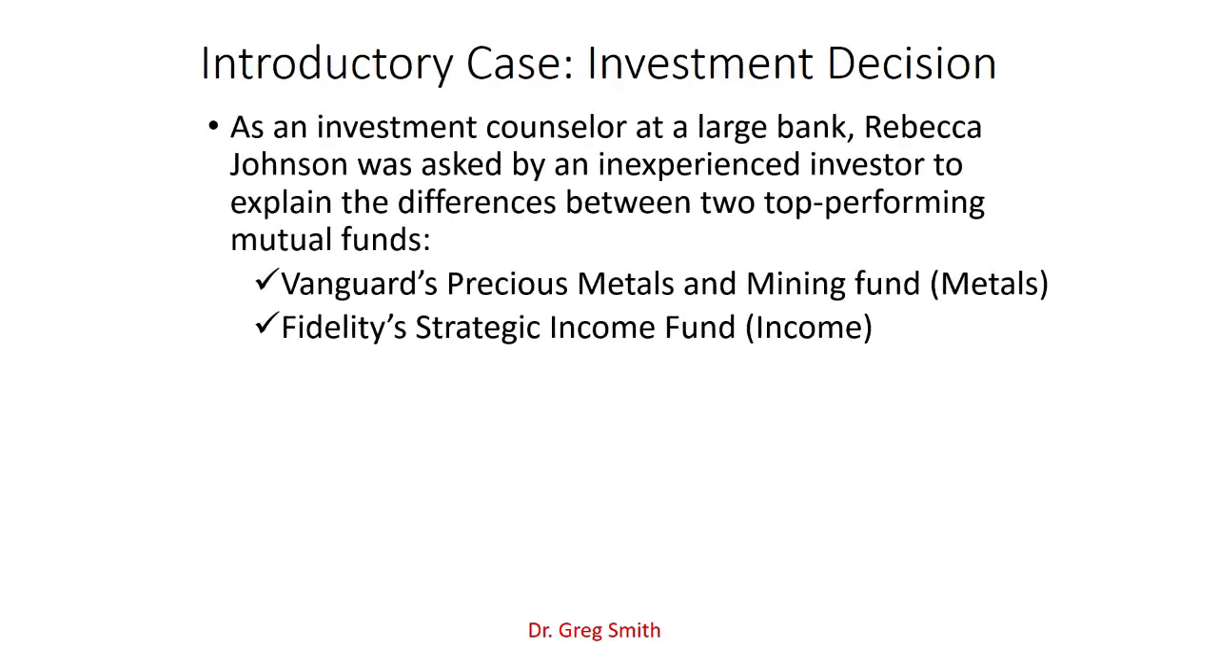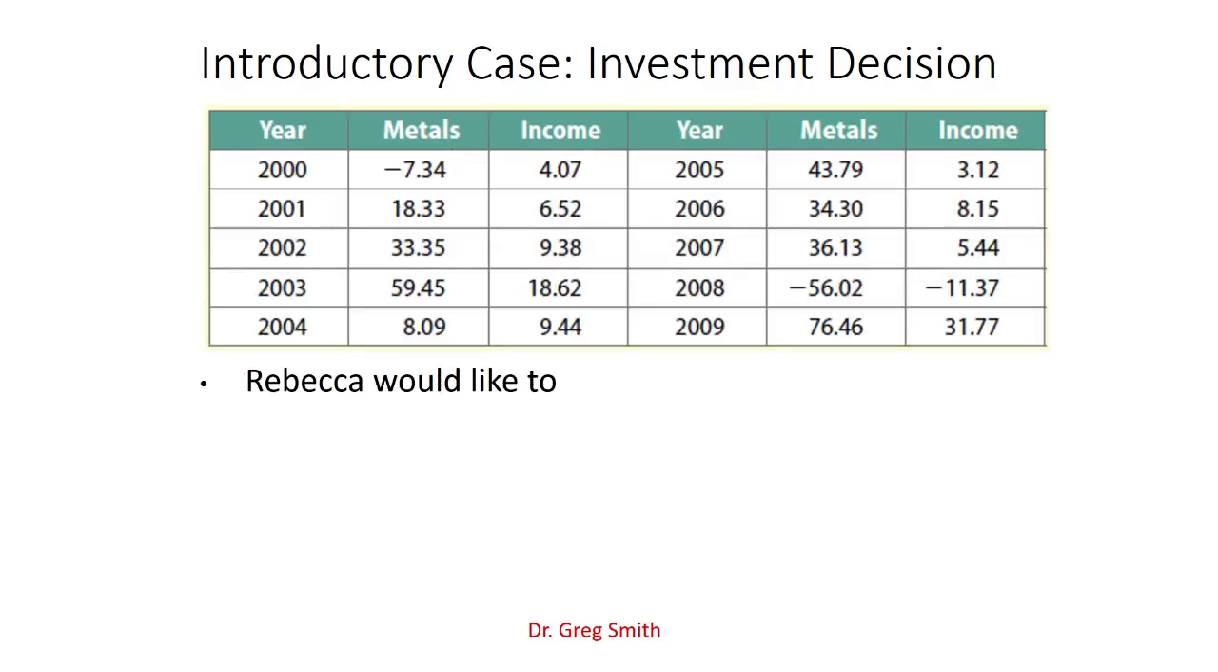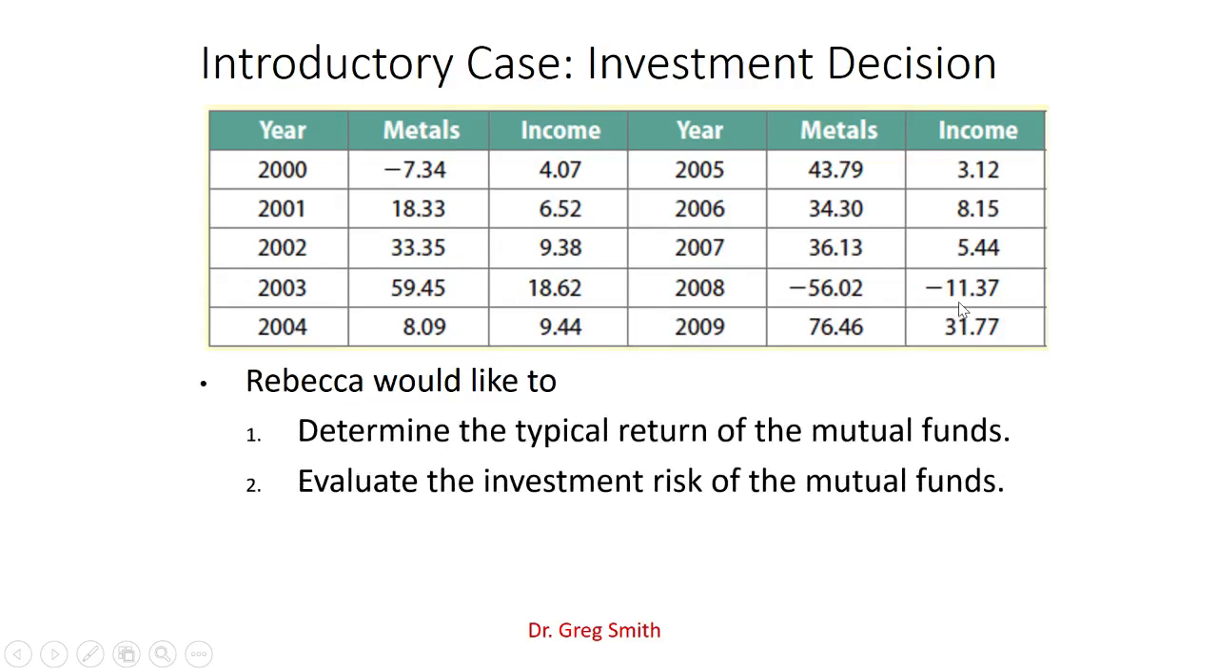Let's just take a look at an investment decision. You've got a counselor at a bank. She was asked by an experienced investor to explain the difference between the two top performing mutual funds. You've got one for precious metals and mining, we'll call that metals, and one as an income fund. So they're two different funds and they're going to have returns. And we have data over the years 2000 to 2009, so we're going to see a nice cycle. Here's the data starting in 2000, running all the way through 2009. Notice the big dip in 2008. So this is real live data that we've seen.